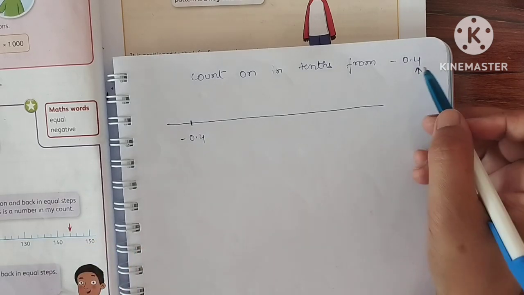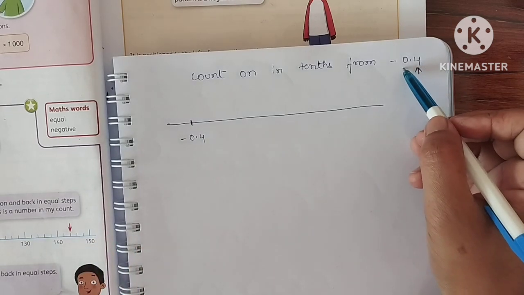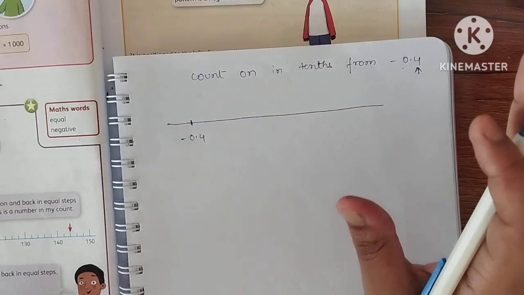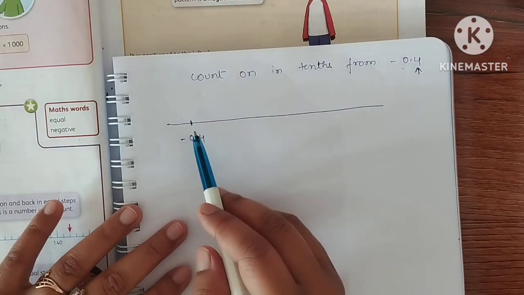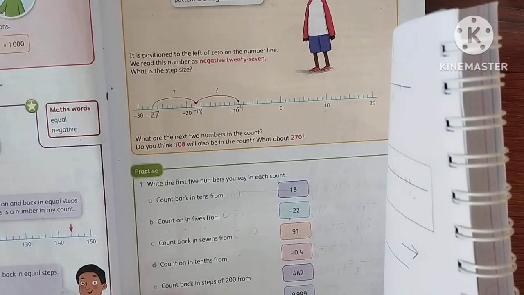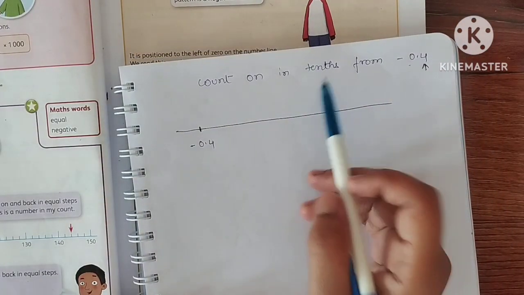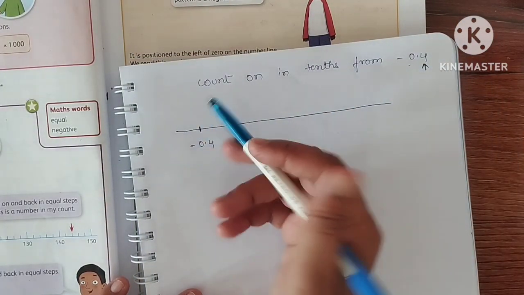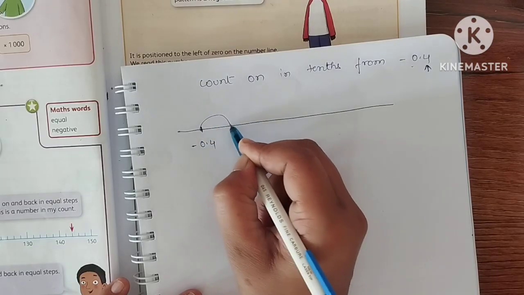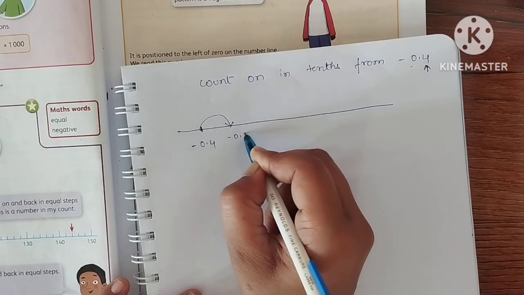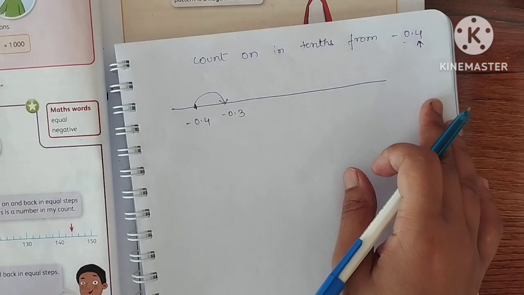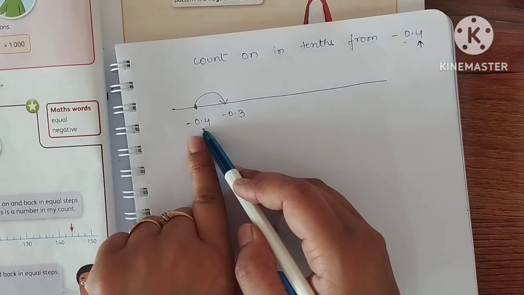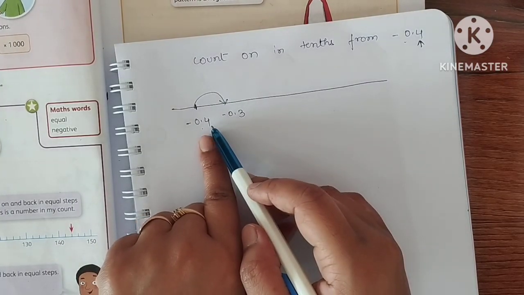ठीक है? अच्छा सपोज ये 4 अगर हमारा यहाँ पर होता तो 4 के बाद कौन सा नंबर आता? 5. Then 6. In the same way it will happen in tenths place. So what was the step size? Tenths. That's it. So count on in tenths from minus 0.4. So what will the next number come? The next number will be minus 0.3 because we are going in this direction. We need to do the count on, and this is a negative number. So if we go in this direction, after 4 which number will come?